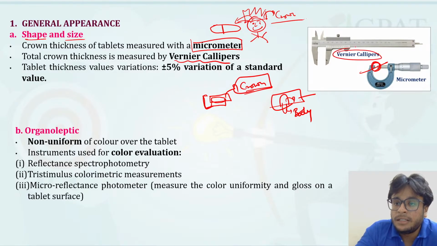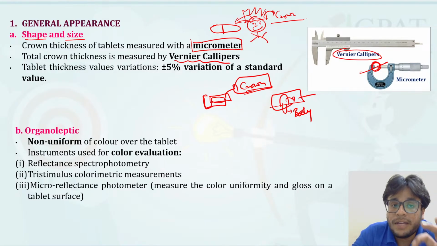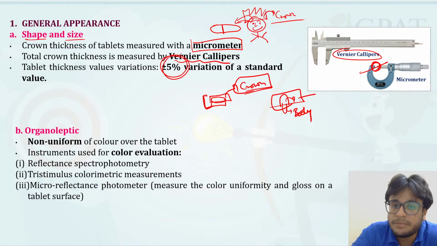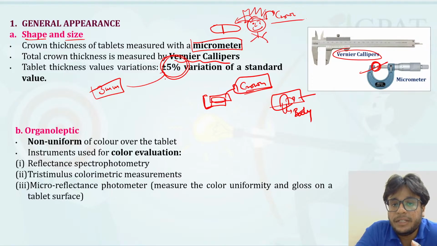This is the vernier caliper that is also used in physics in order to measure the thickness of different kinds of metallic sheets. So if we want to determine the total thickness of the tablet, we have to use the vernier calipers, and if we want to determine only the crown thickness, we have to use the micrometer. The total variation in the tablet thickness should not lie beyond plus or minus 5% of the standard value. So if the thickness of a given tablet is 3 mm, all the tablets should lie between plus 5% or minus 5% of it.